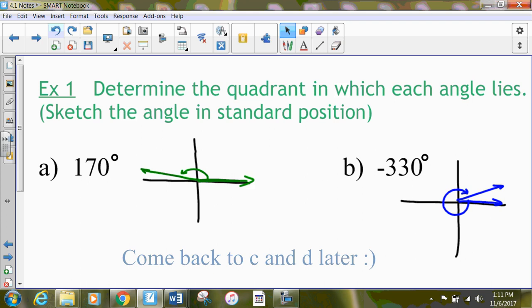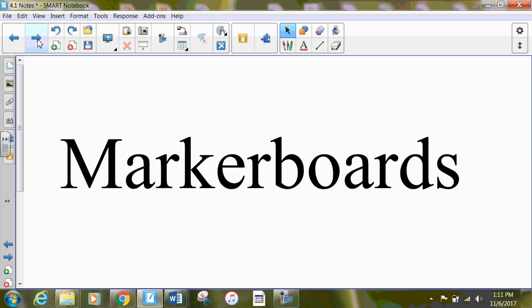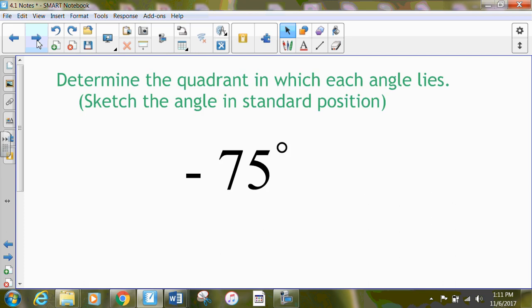So we're going to come back and do C and D later. I know C and D are on your notes, but we're going to come back. We did marker boards in class, but we practiced. If you want to, you can do that.